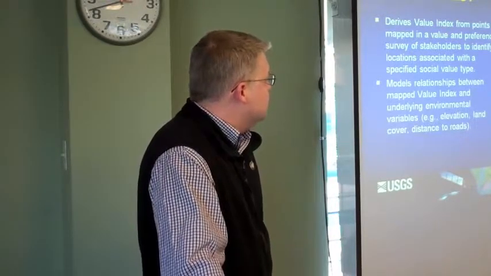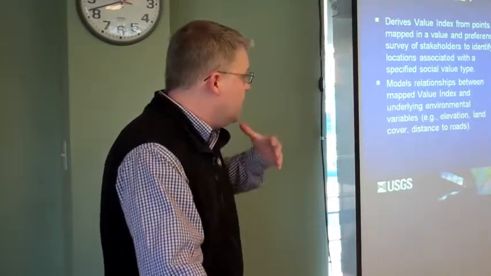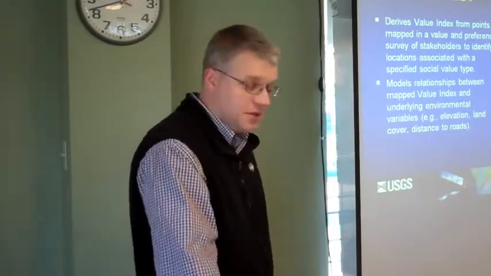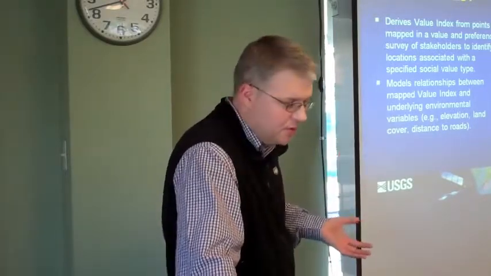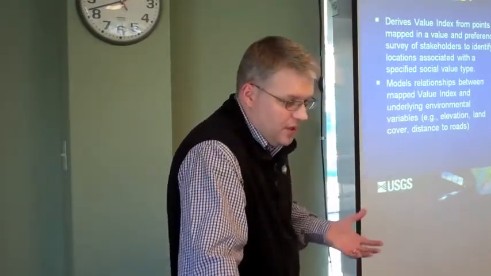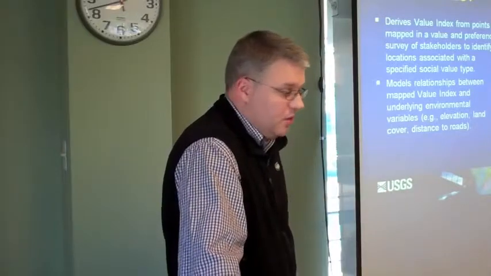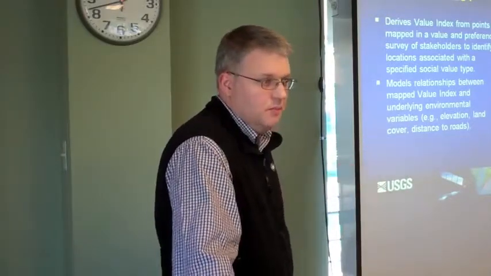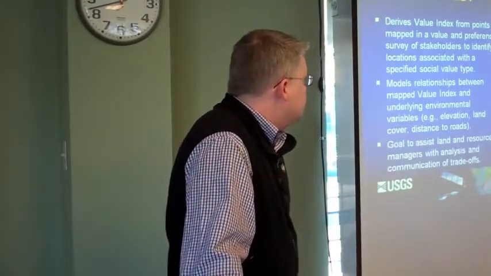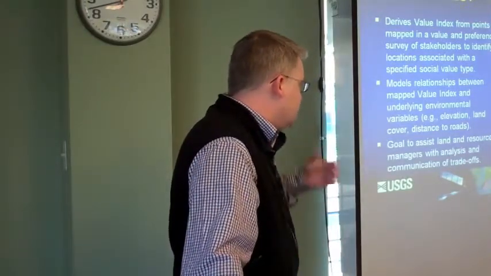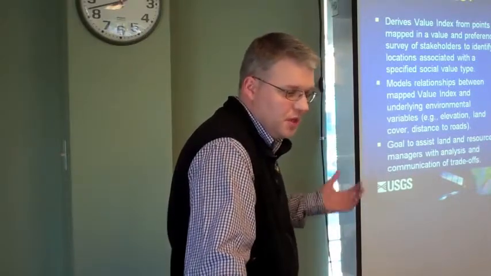Also, what it does is it models a relationship between the map value index and the underlying environmental variables as you select them. For example, in contexts like this, elevation, land cover, distance to roads. And in a different context, like a marine context, like for Chesapeake Bay, we may be talking more like bathymetry and bay grasses instead of what you see here. The goal is to assist land and resource managers with analysis and communication of trade-offs relating to social values.